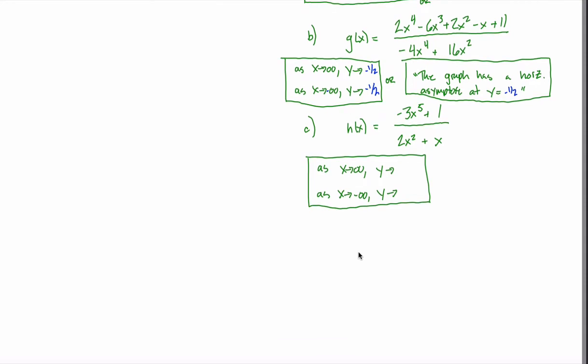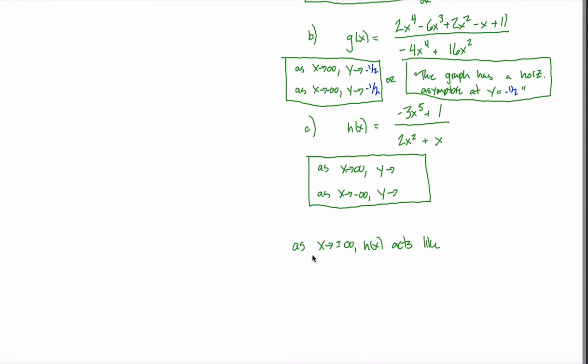But then you'd have to do a little bit of work if you're really trying to write mathematical sentences. You might say something like, when the x value gets really, really large, either positive or negative infinity, this function h of x acts like y equals negative 3x to the fifth divided by 2x squared, right? Because the 1 and the x we could ignore when the x values are getting really, really large. And we can divide these polynomials and just call it negative 3/2 x to the third power. Negative 3 divided by 2 gives me the negative 3/2. x to the fifth over x squared is x cubed.